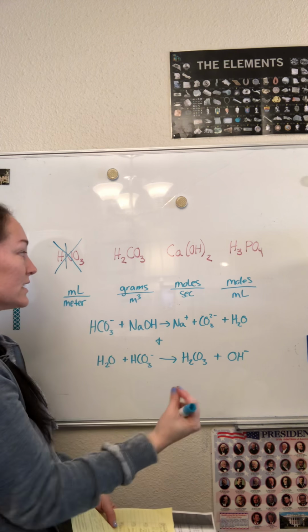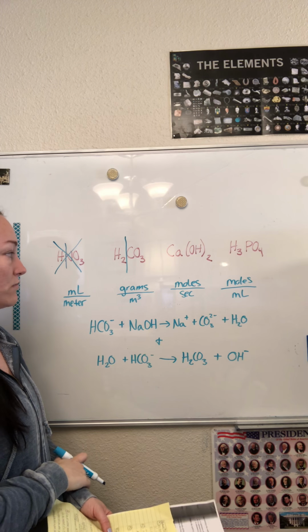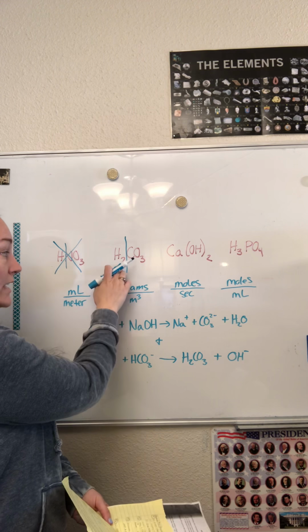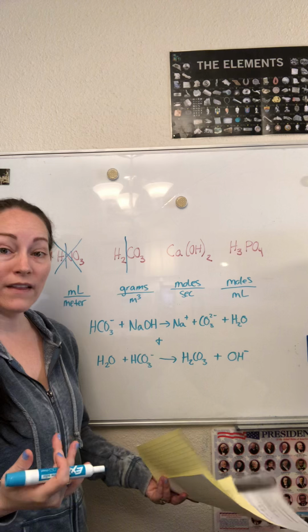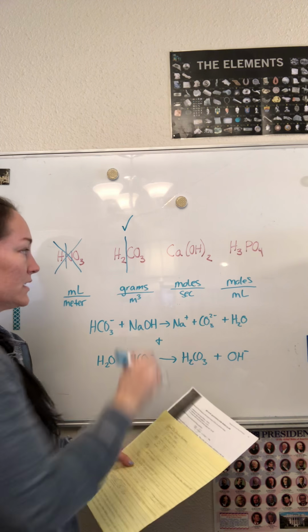H2CO3. I asked, is this an acid? Yes. It's got a hydrogen there that's ready to get rid of, and it's got more than one, poly. So this is one. Yep. Let's look at the next one.